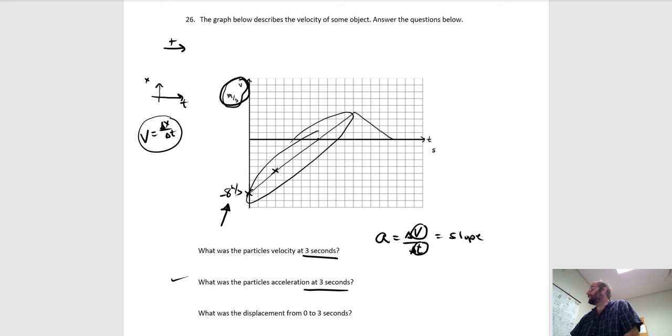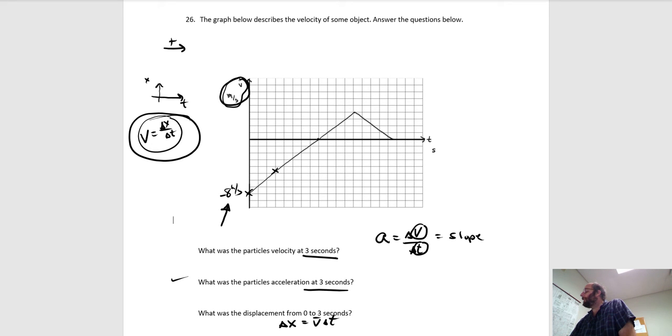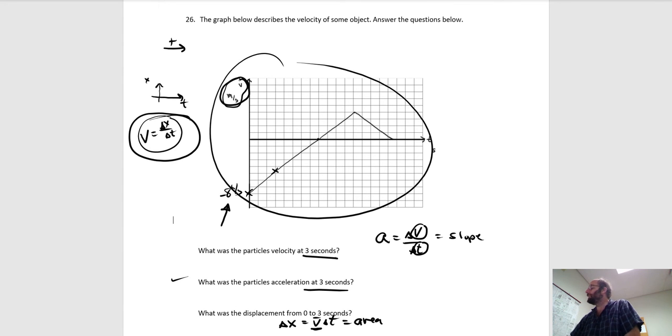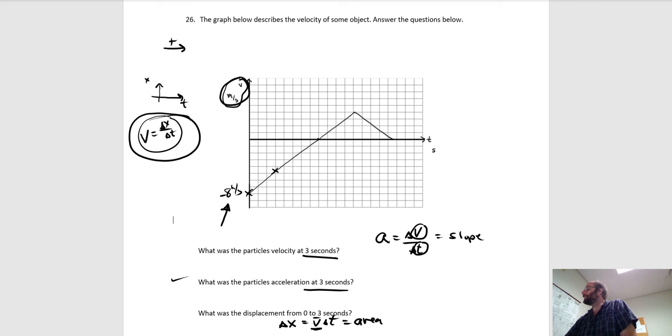Right, displacement questions from 0 to 3. Let me get rid of some of that stuff I just typed. So displacement, delta x, is equal to your average velocity times time. I'm getting that right from this, just a slight rearrangement. And that's equal to area here, because velocity is the vertical on this graph and the delta t is the horizontal. So from 0 to 3, 3 seconds is here, and what we're looking for is this area right here.